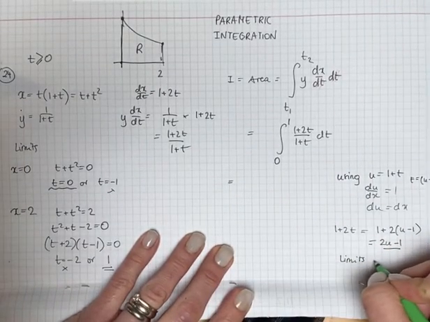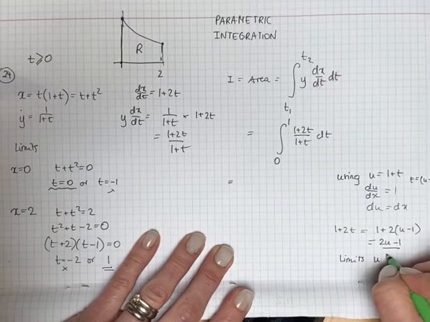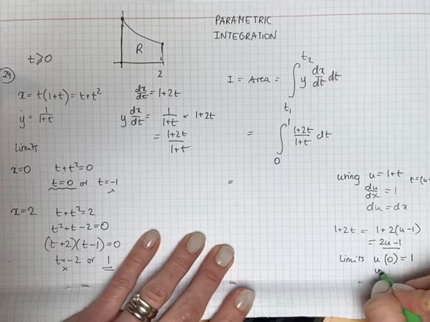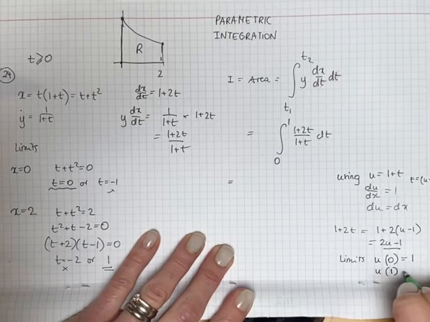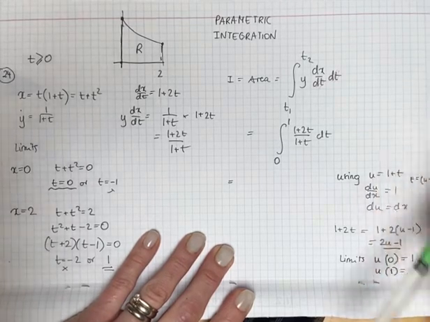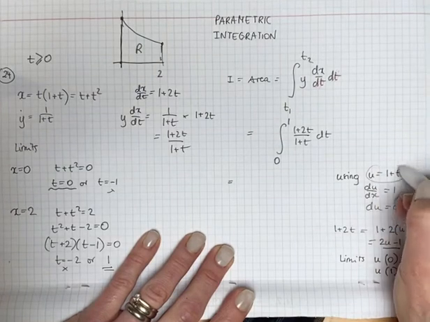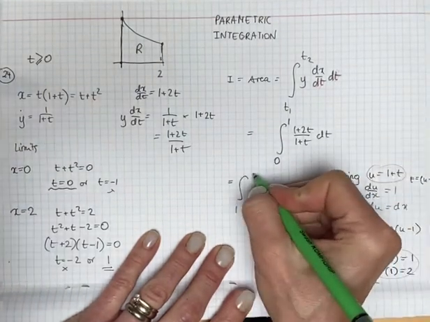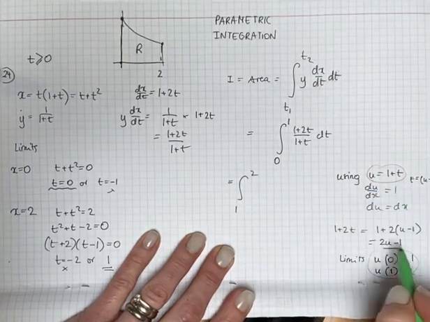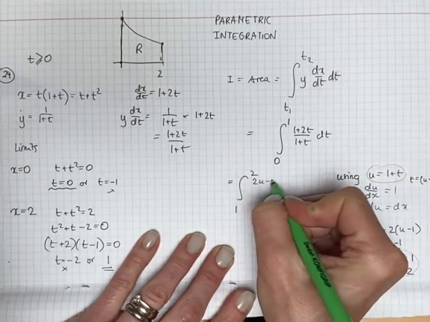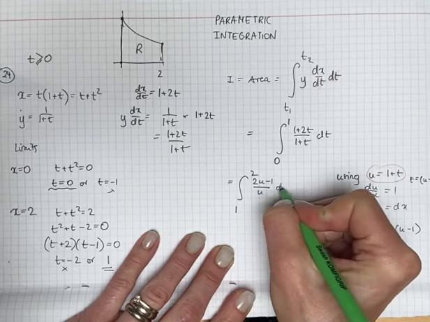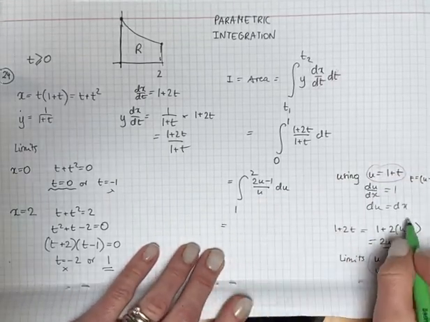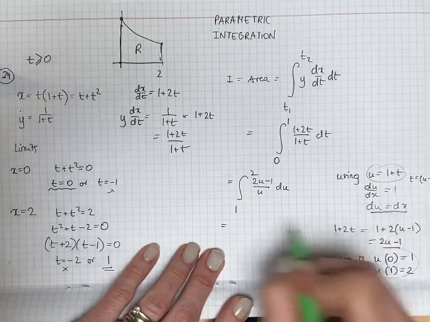So I need to change these to u. So u when t is equal to 0, that gives me 1, and u when t is equal to 1 will give me 2 using this substitution. So these are the new limits, 1 and 2. 1 plus 2t is 2u minus 1 over u, and dt can be substituted by du.